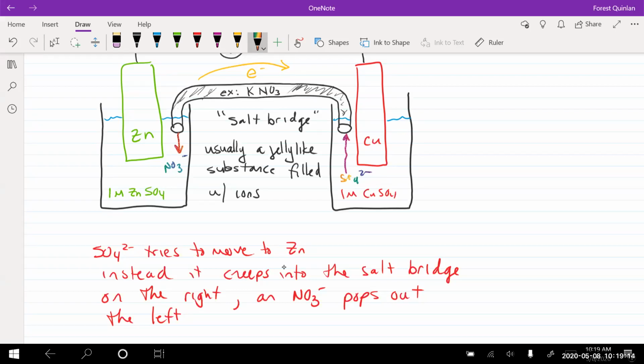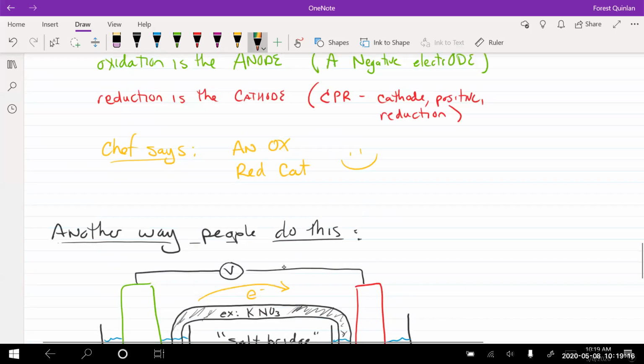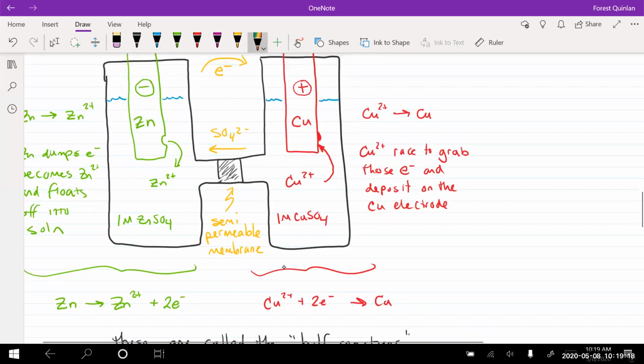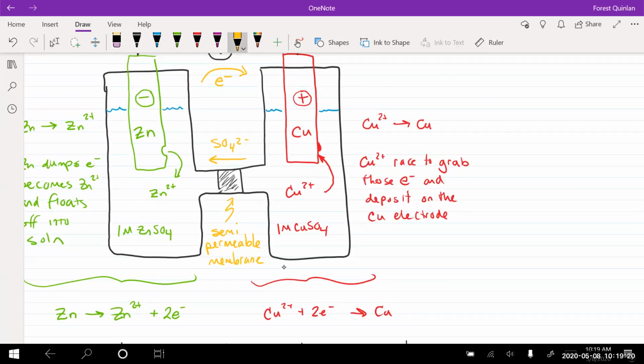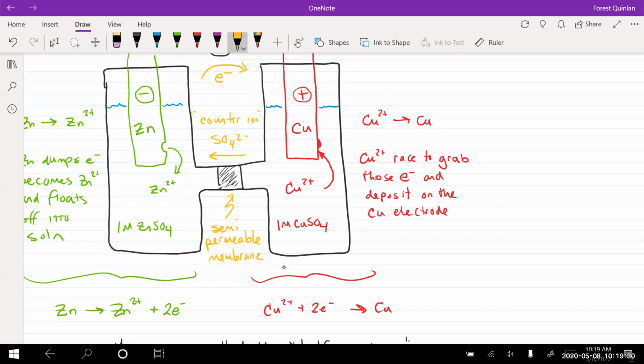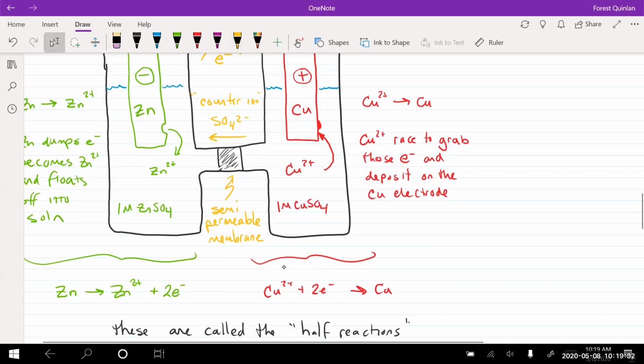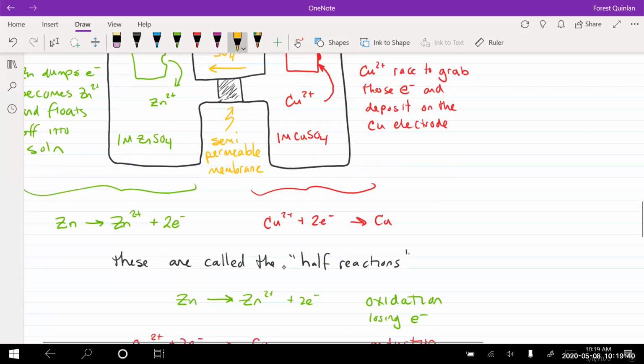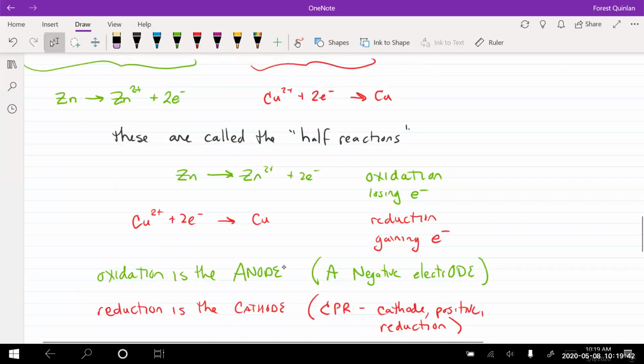You just reminded me that I do need to call this the counter ion for you, because it's counteracting the flow of the electrons. Oh man, electrochemical cells, there's a lot in there. We'll build a ton of these guys, so just stay with me.